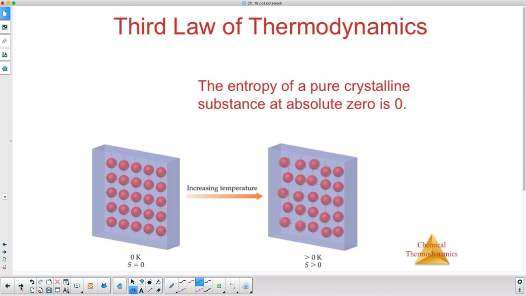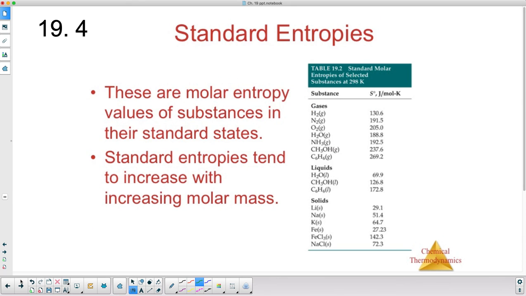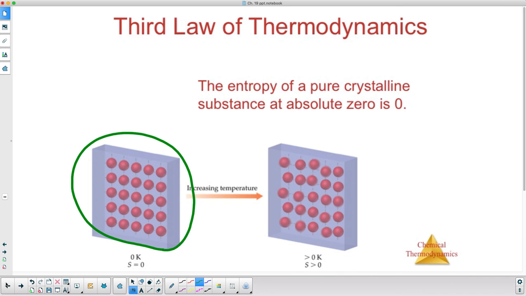Here's the third law: the only time there is zero entropy is when we have one microstate. That one microstate would be at 0 Kelvin for a pure crystalline solid, which means that the particles of the solid are not moving at all. So when that happens, that is an entropy of 0. Okay, and that's 19.4. Sorry, that was a long one.